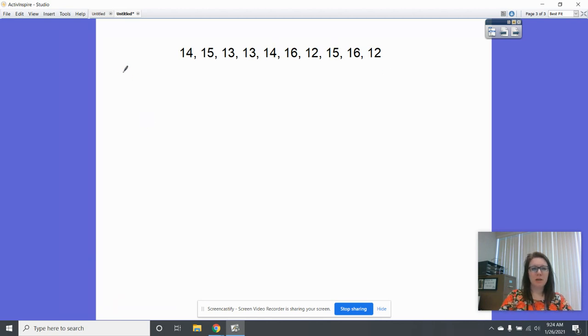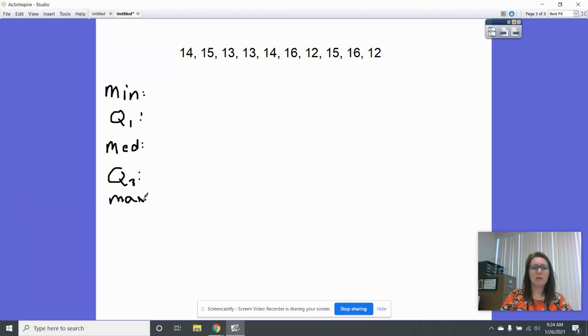Our 5-number summary includes a minimum, that just means what's the smallest number, a quartile 1, which we'll talk about in a minute what that means, a median, which means when you put all the numbers in order, what's the very middle, a quartile 3, which we'll talk about in a minute also, and then a maximum, which is just what's the biggest number.